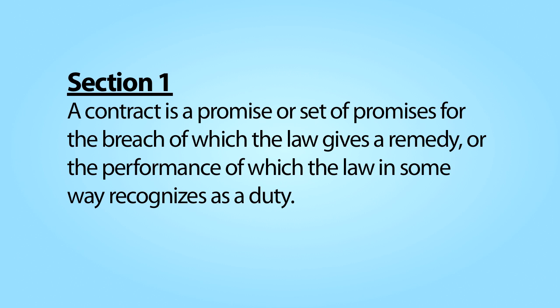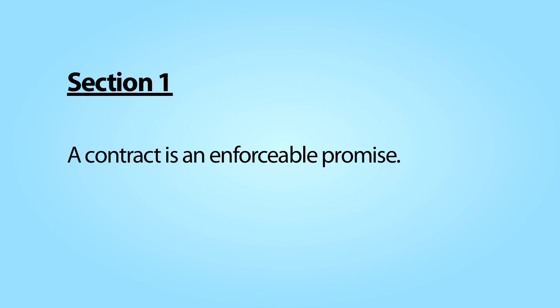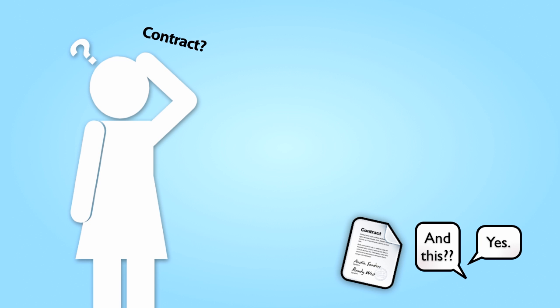Let's begin at the beginning, with Section 1 of the Restatement of Contracts. Section 1 is short and sweet and provides us with a definition of the word contract. This section is often paraphrased as, "A contract is an enforceable promise." If you think about it for a moment, you will realize that this is not the usual meaning of the word contract. In fact, Section 1 is necessary because contract has several common meanings.